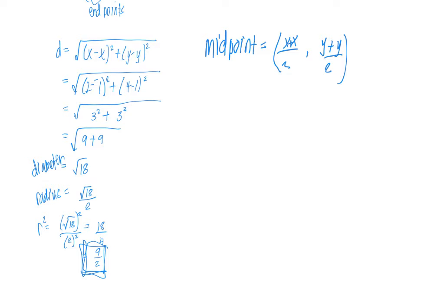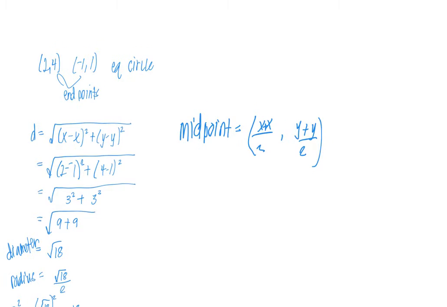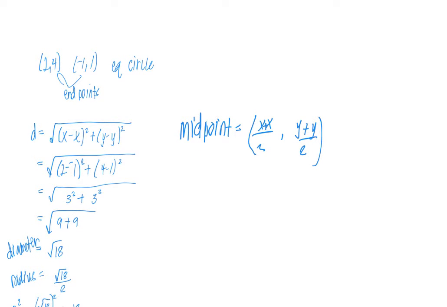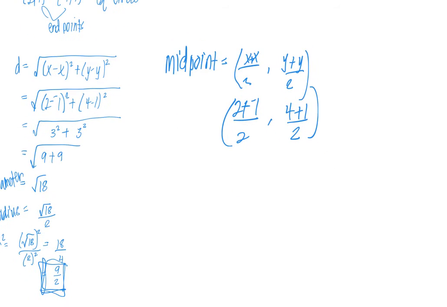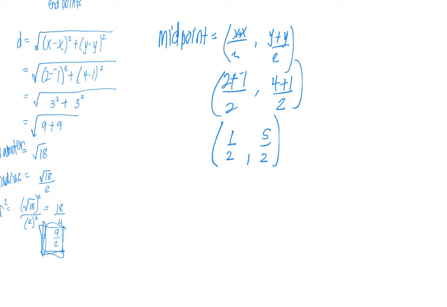Okay, so x and x. Okay, so that's 2 plus -1 and y plus y. That's 4 plus 1. That simplifies into 1/2. 4 plus 1 is 5, so we got 5/2. So watch as we put this thing into the equation of a circle.